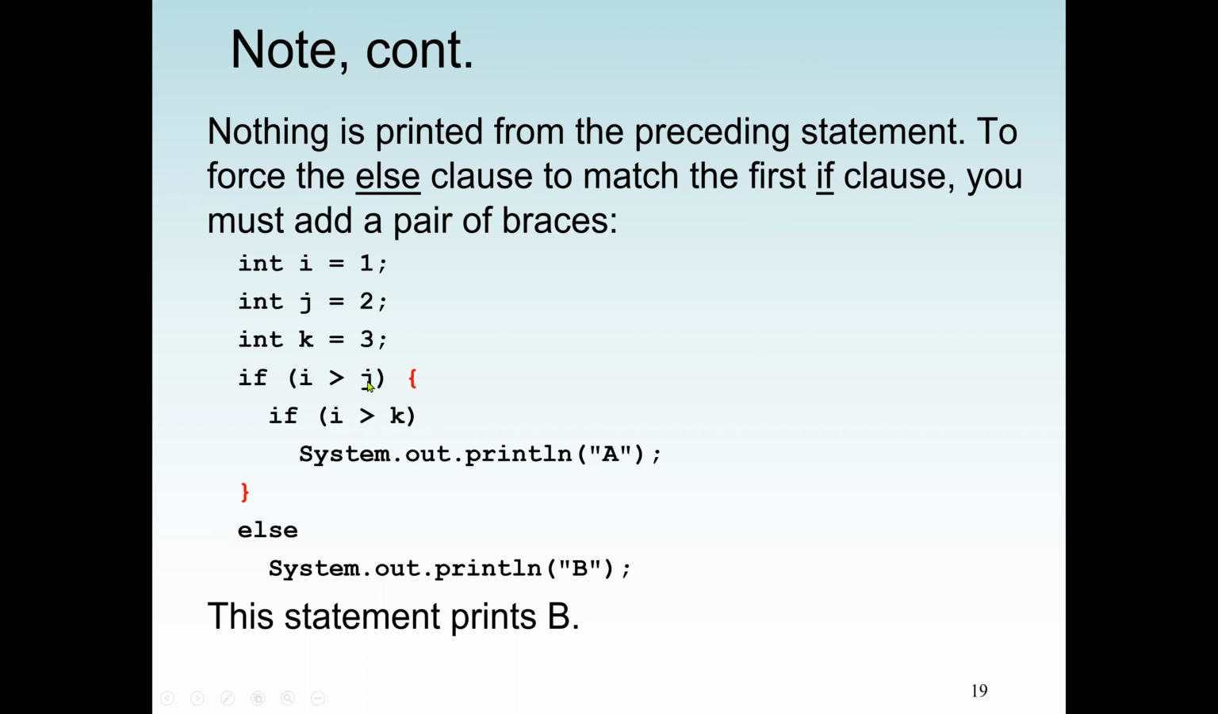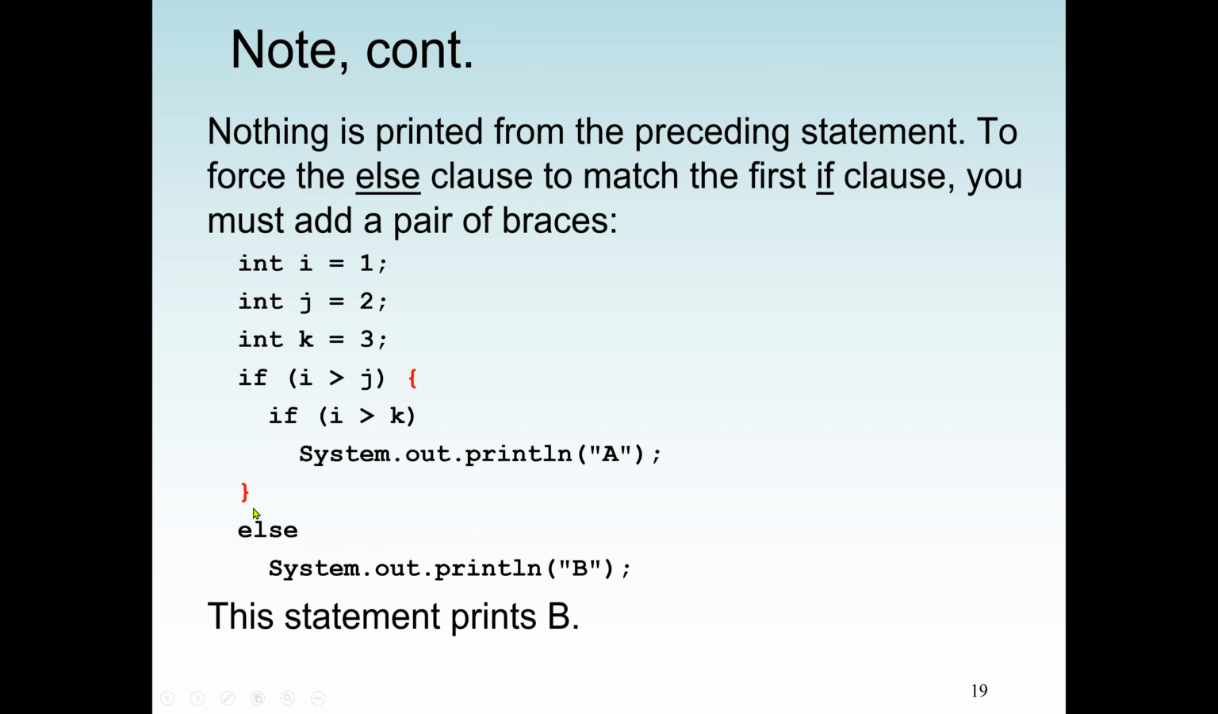But if i greater than j is true, then we go inside the braces and we are going to check if i is greater than k also. If it's true, then we print out A. If it's false, then we don't print anything. We will come out and then print out B.